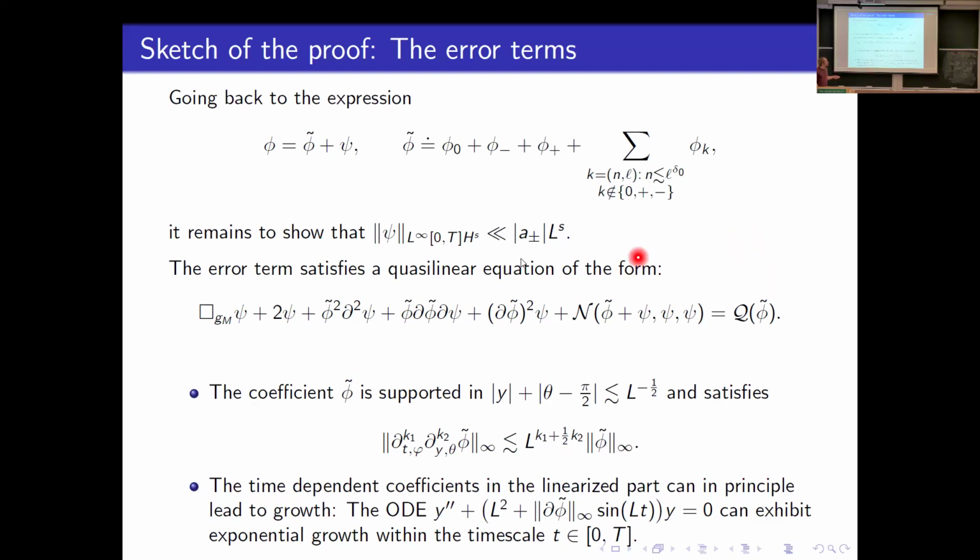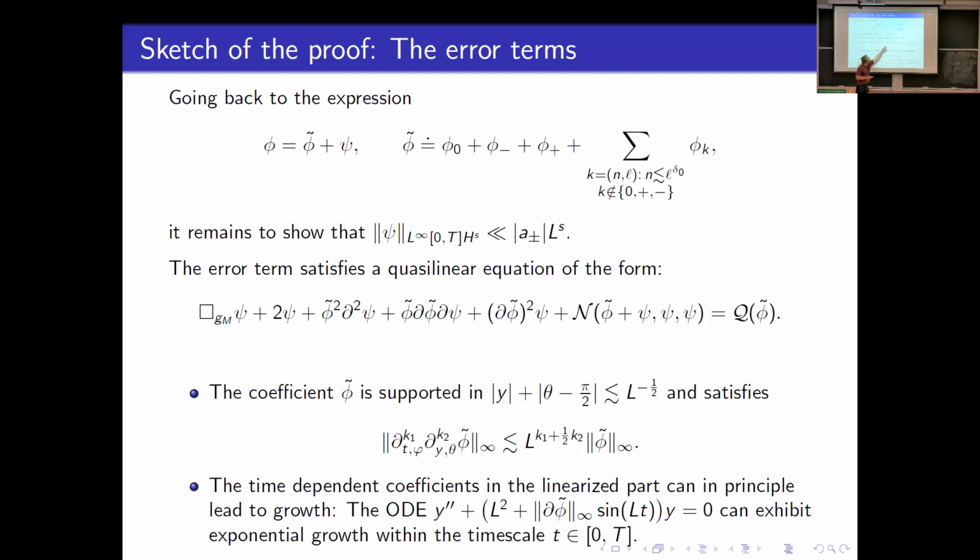Nevertheless, the way we control this equation is, again, we set up a system of commutators and multipliers. So we identify a good commutator vector field. If you look at this equation here, this part is the linear wave equation. Any Killing vector field of the background commutes well with this.